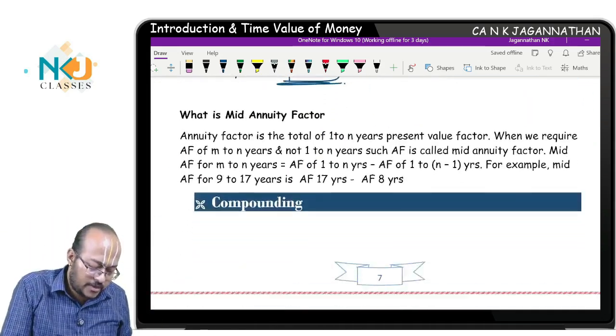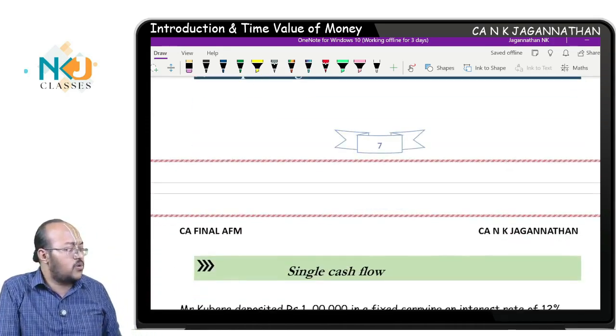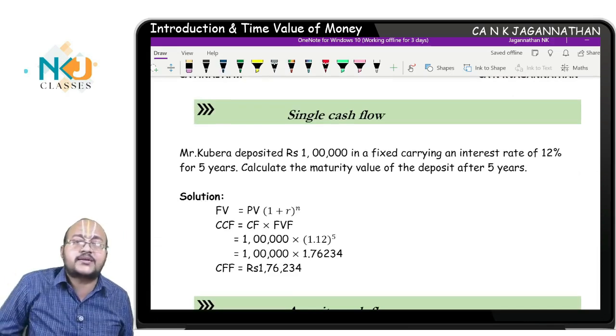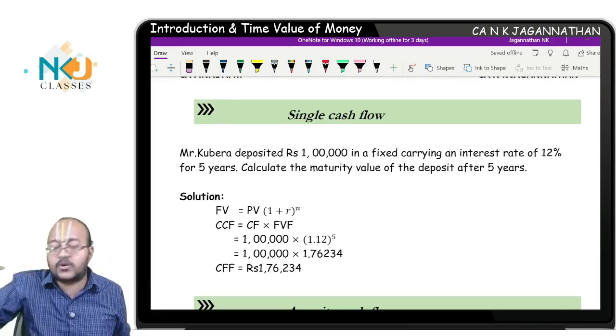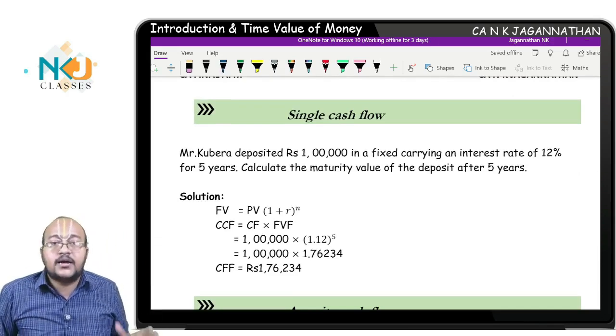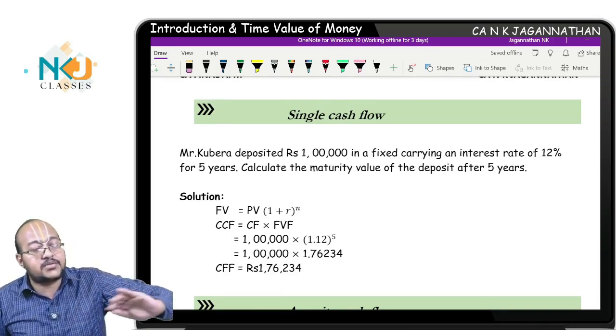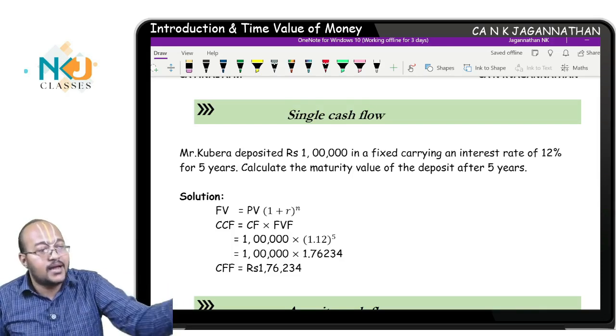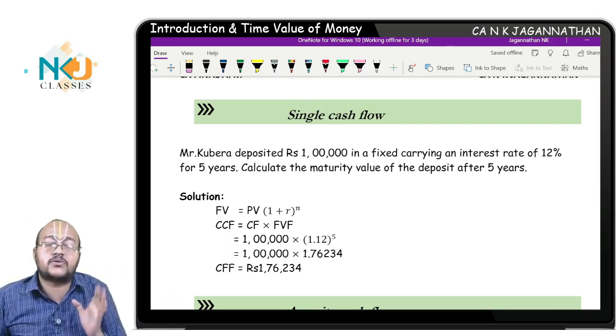Set. This is all about the mid-annuity factor. Now we'll move on to quickly discuss compounding. What is compounding? Very simple. Putting interest to your principal is called compounding. Taking out interest is discounting. Correct? Discounting is taking out the compensation for inflation and risk, removing these and bringing the cash flow to present value terms.